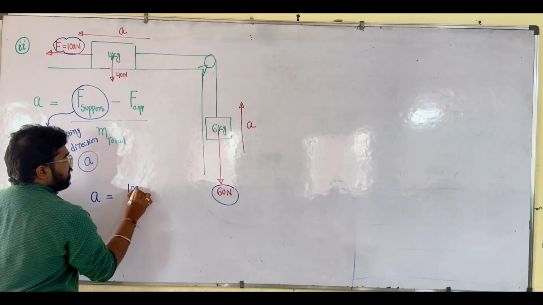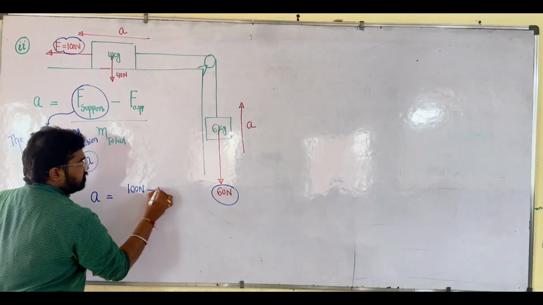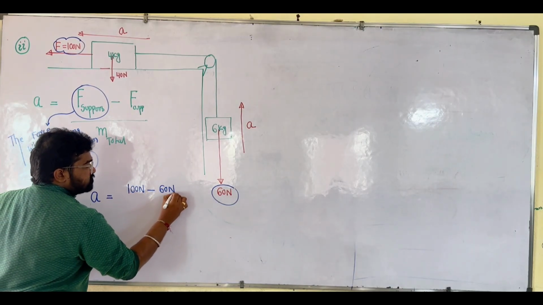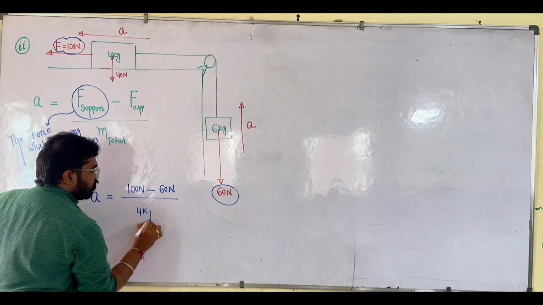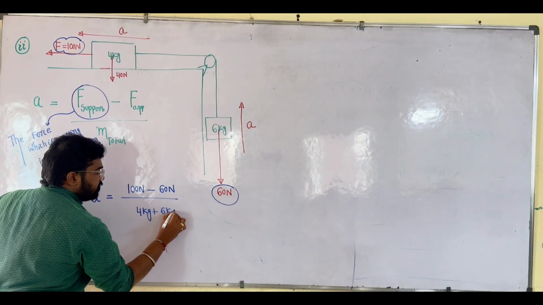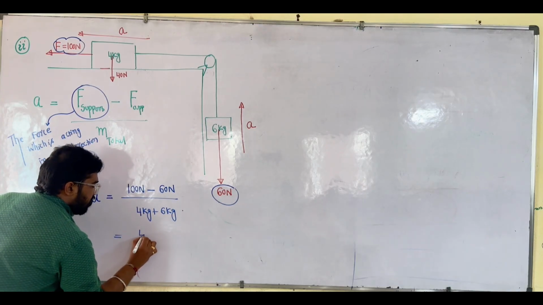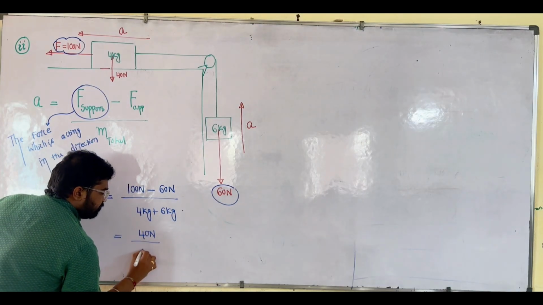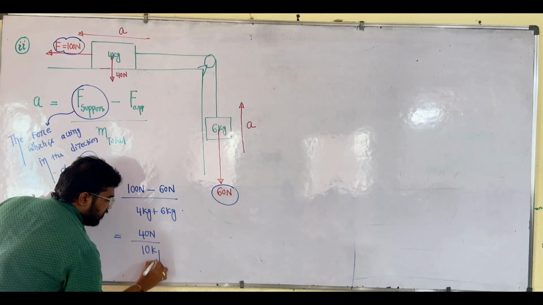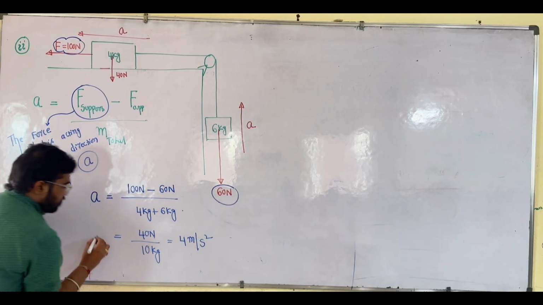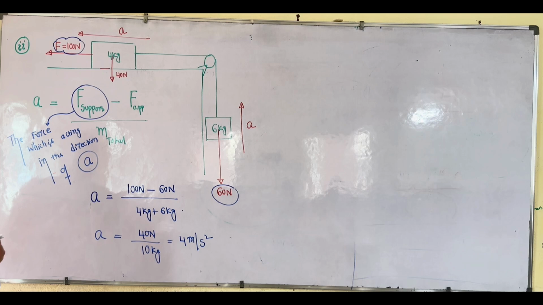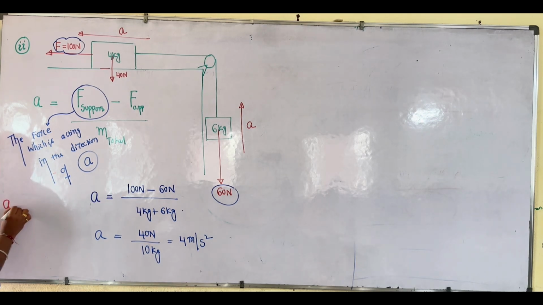100 Newton is supporting, 60 Newton is opposing. Total mass is 4 kg plus 6 kg, 10 kg. 40 Newton by 10 kg equals 4 meter per second square. What is the acceleration obtained here?